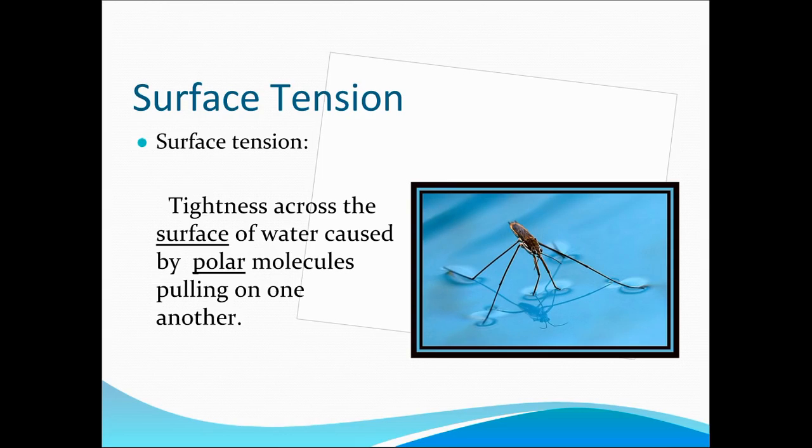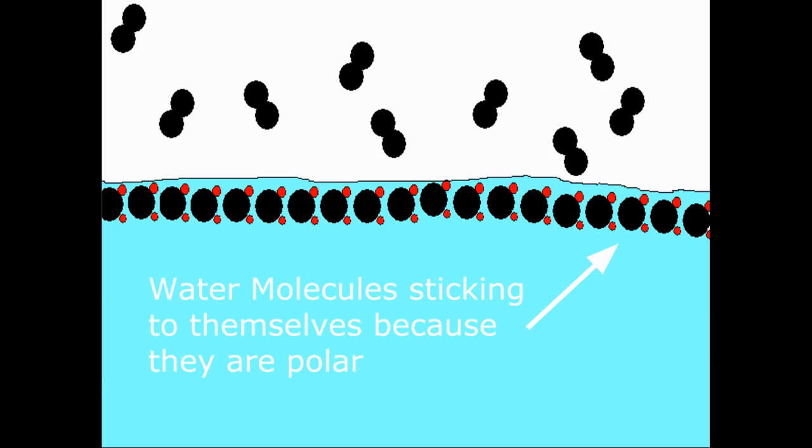The second key property of water we're going to talk about is surface tension. Surface tension is what we witnessed yesterday during our lab as we saw the skin of water form the dome on top of the mason glass. Surface tension is the tightness across the surface of water caused by polar molecules pulling on one another. If you recall, water is a polar molecule because it has electrically charged areas. Water molecules stick to themselves because they're polar. The negative oxygen is attracted to the positive hydrogen atoms.